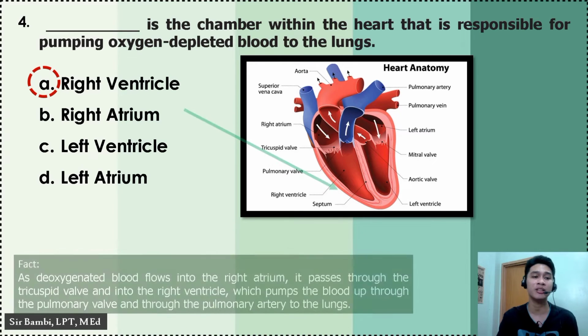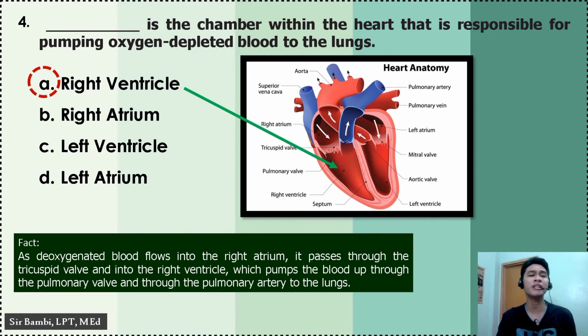Right ventricle. The right ventricle is one of the heart's 4 chambers. It is located in the lower right portion of the heart below the right atrium and opposite the left ventricle. As the blood flows into the right atrium, it passes through the tricuspid valve and into the right ventricle, which pumps the blood up through the pulmonary valve and through the pulmonary artery to the lungs.